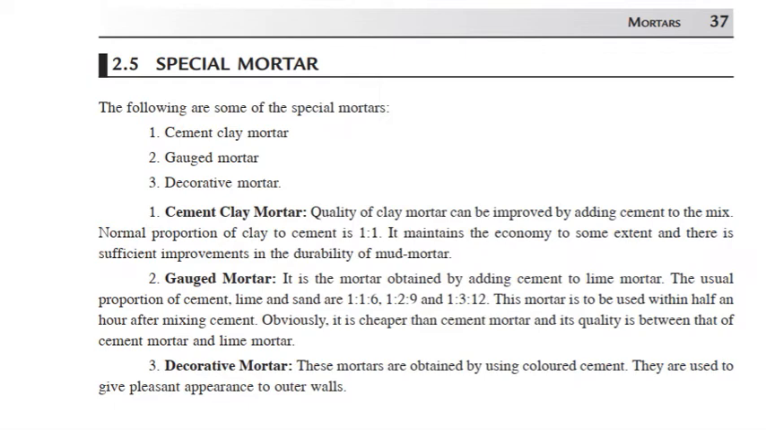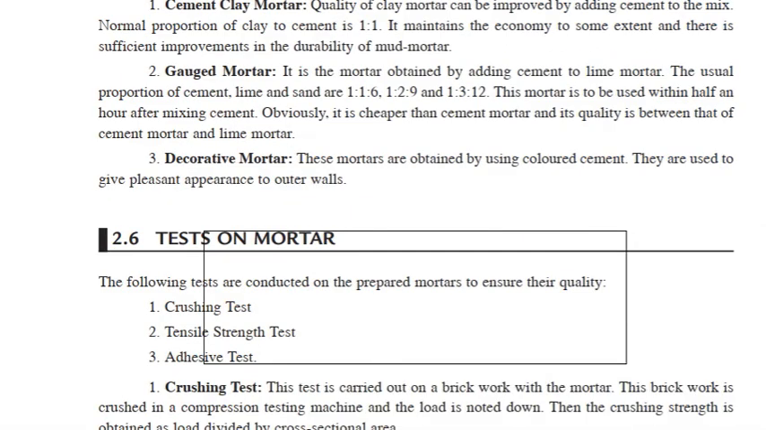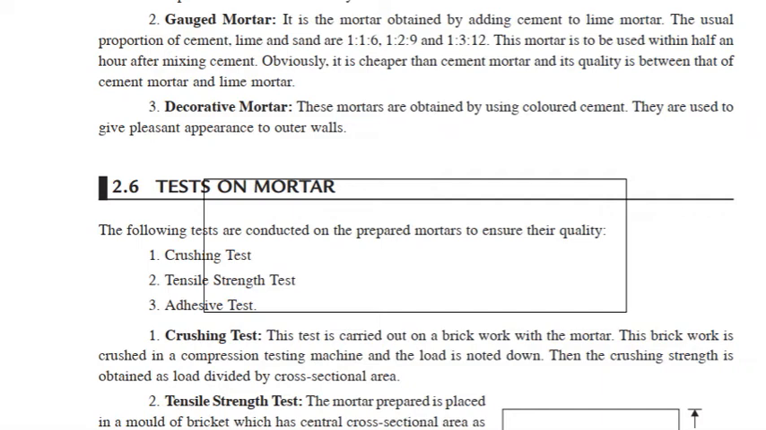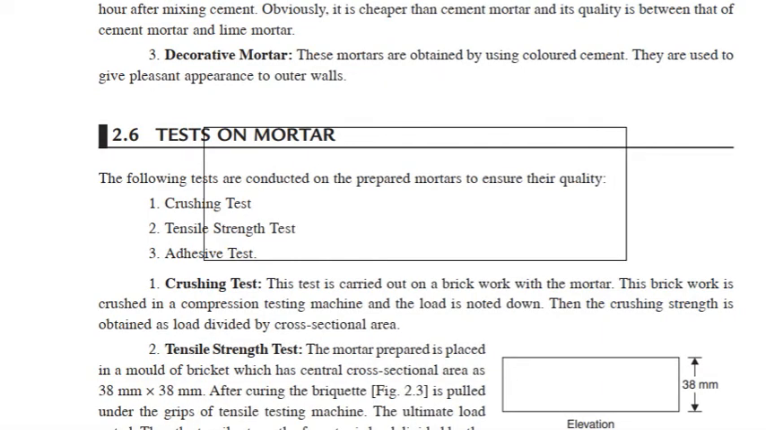2. Gauged mortar. It is the mortar obtained by adding cement to lime mortar. The usual proportions of cement, lime, and sand are 1:1:6, 1:2:9 and 1:3:12. This mortar is to be used within half an hour after mixing cement. Obviously, it is cheaper than cement mortar and its quality is between that of cement mortar and lime mortar. 3. Decorative mortar. These mortars are obtained by using colored cement. They are used to give a pleasant appearance to outer walls.